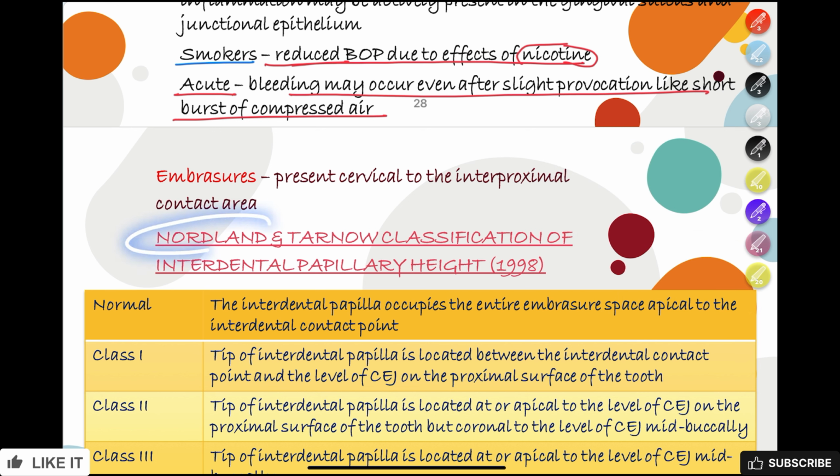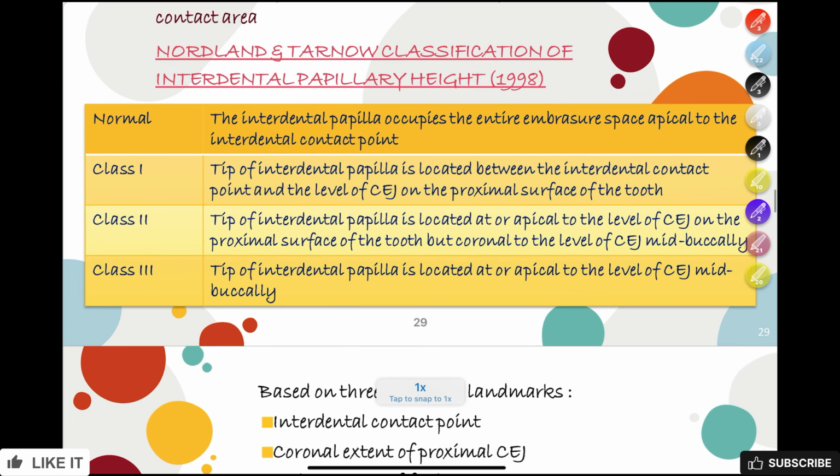According to Nordland and Tarnow classification of interdental papillary height, 1998: normal interdental papilla, class 1, class 2, class 3. The normal interdental papilla occupies the entire embrasure space apical to the interdental contact point. All the interdental space present apical to the interdental contact point, that is normal.